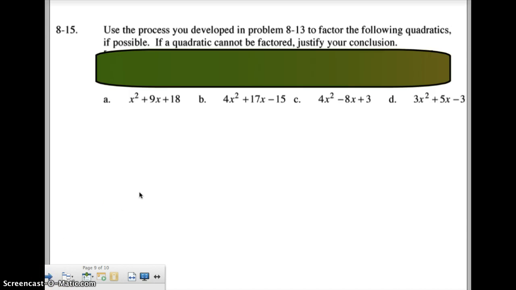Then for 15, use a process you developed in problem number 13 to factor the following quadratics if possible. If a quadratic cannot be factored, justify your conclusion. So now what you have to do is the rest of these generic rectangles. What they want you to do with these is make diamond problems and generic rectangles. For each problem, you have to make a generic rectangle and diamond problem and fill in the boxes that you know go where, and then try and solve it. Okay? And again, tomorrow we will go over how to do these problems if you have trouble with these.